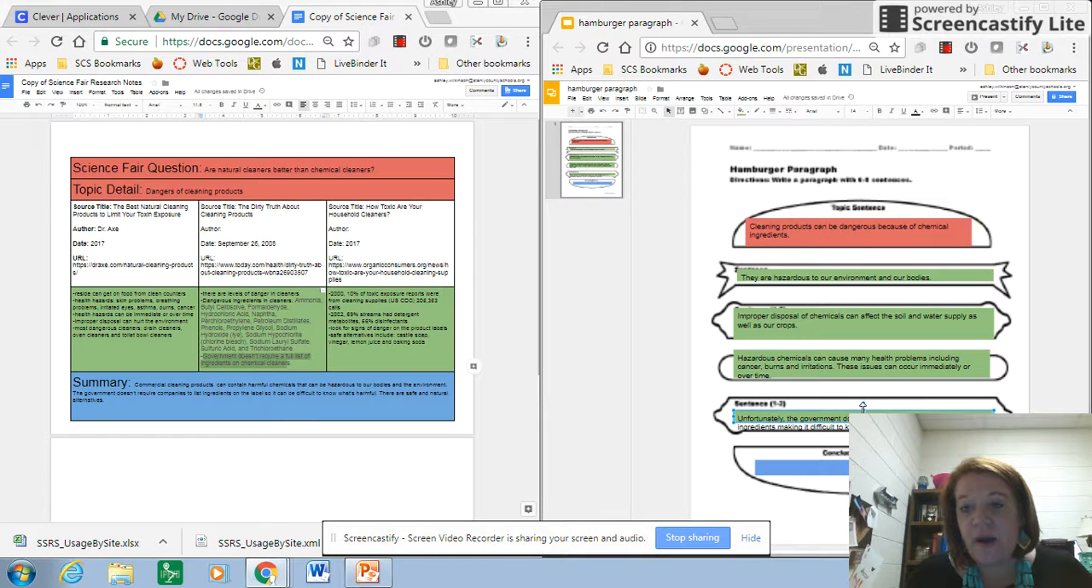So that brings up another reason that chemical cleaning products are dangerous, because the government doesn't make them tell you what's in it. And that can mean we're using things that are dangerous for us, but that we don't even know that they're there. If you look at the bottom bun, that's all I have left, and that's going to come out of my summary.